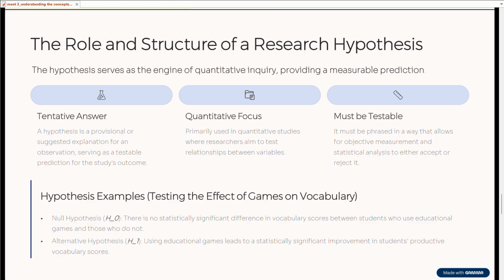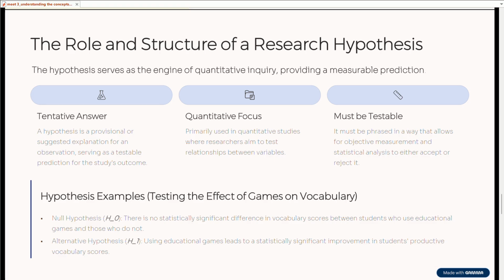Next, quantitative focus. Research hypotheses are primarily used in quantitative studies where researchers aim to test relationships between variables. Third, a research hypothesis must be testable. It must be phrased in a way that allows for objective measurement and statistical analysis to either accept or reject it. Okay, let's go on to the example.